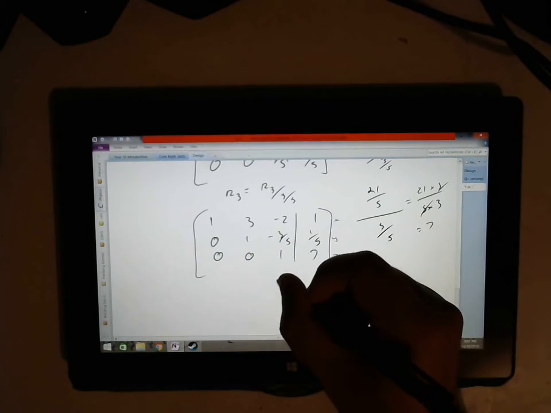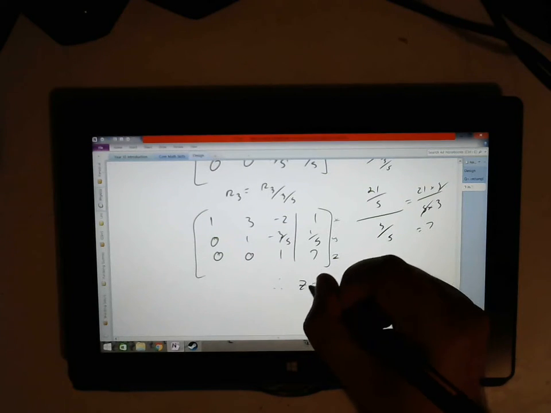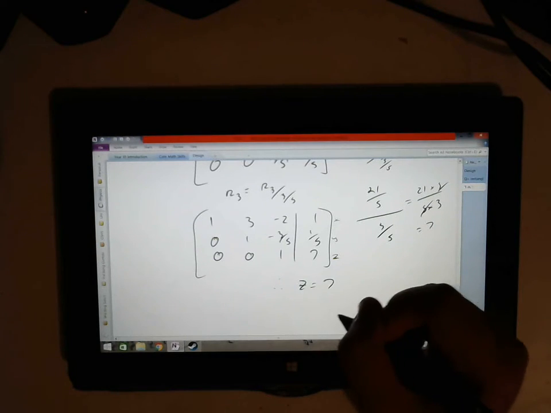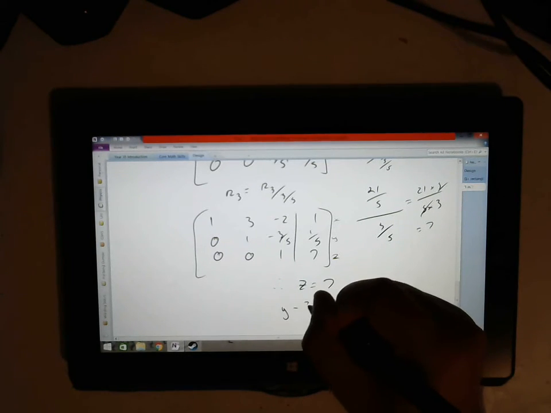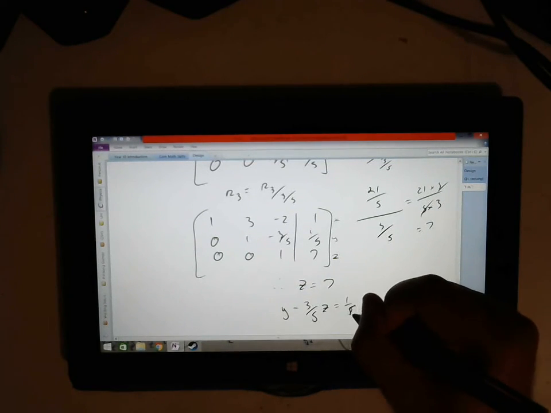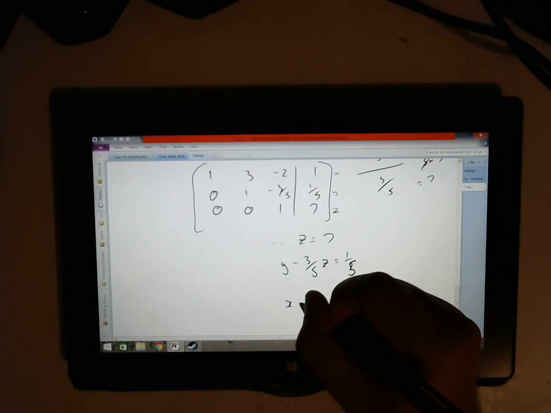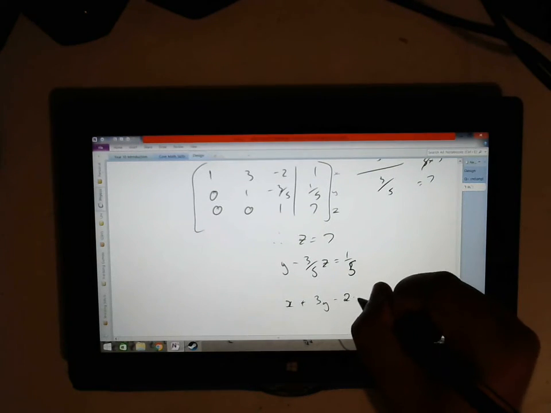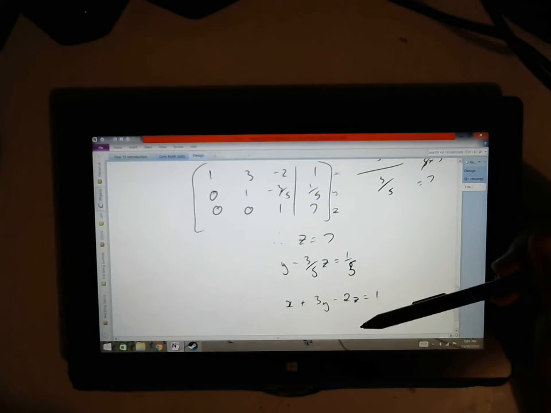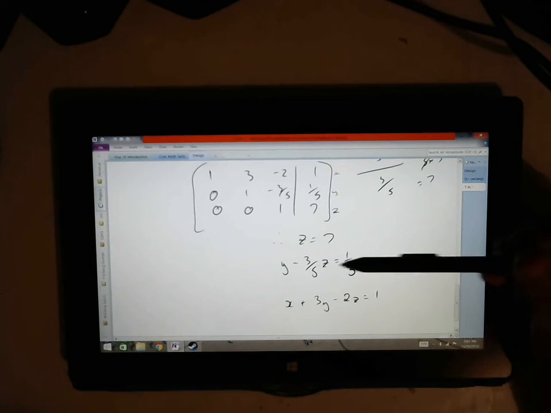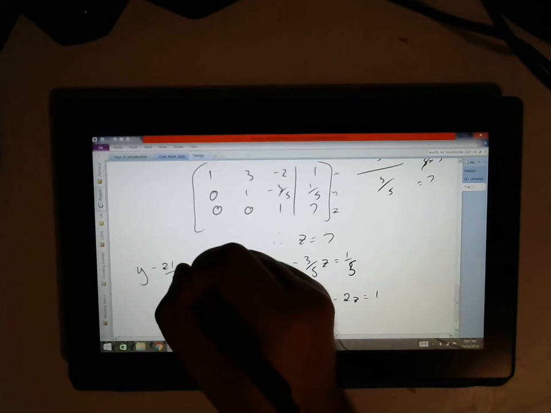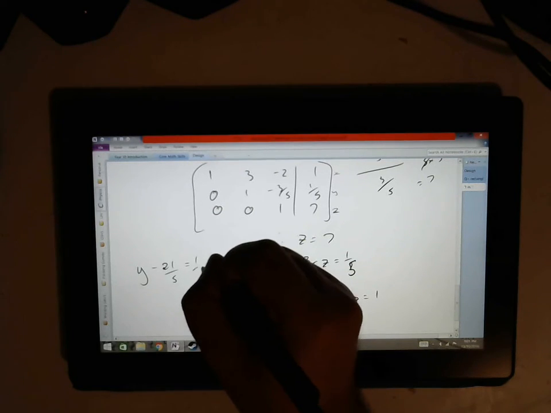So therefore, z equals 7. Y minus 3/5 z equals 1/5, and x plus 3y minus 2z equals 1. And we can rearrange this. So I substitute 7 into that. I'm going to get y minus 21 over 5 equals 1 over 5.